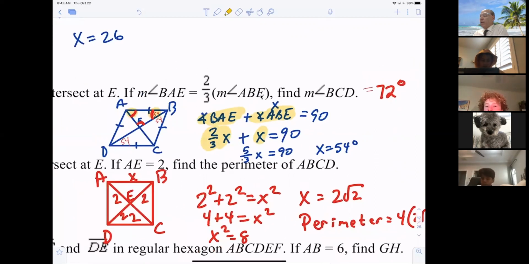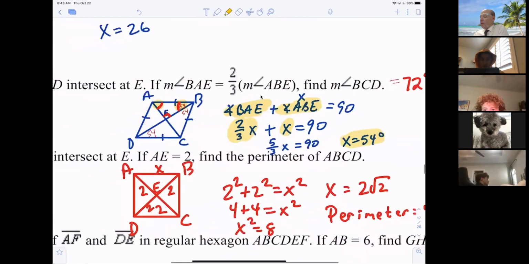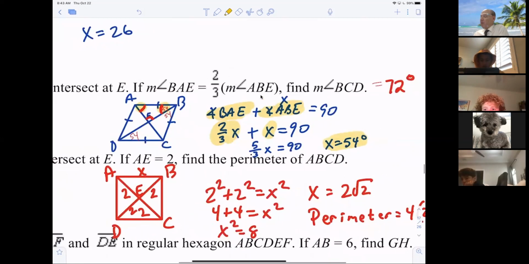Well, what did you get for X? Right? So X is 54, right? So they're asking about BCD, right? So let's find that. BCD. Isn't that this angle right here? All right.